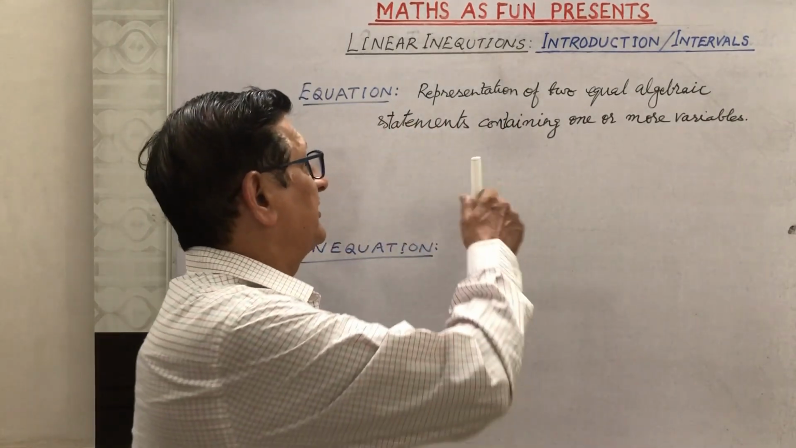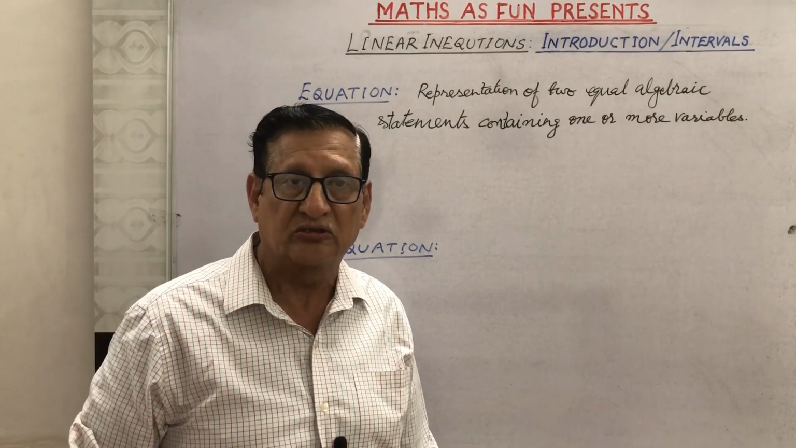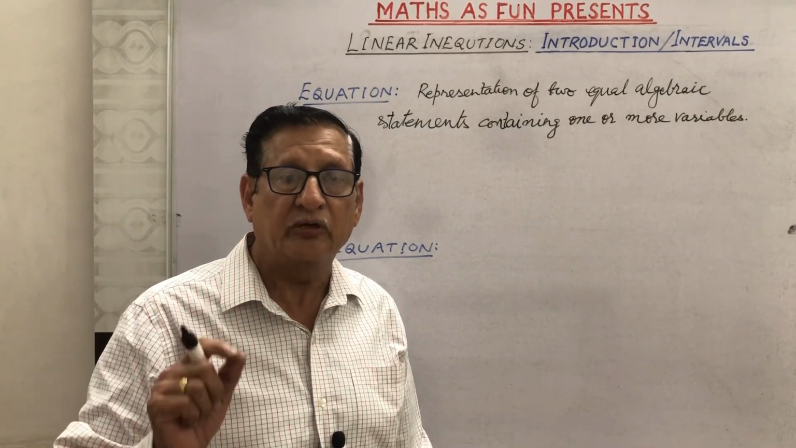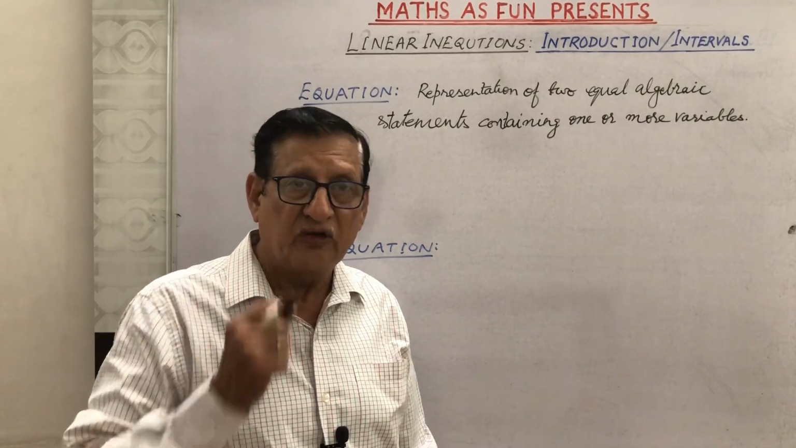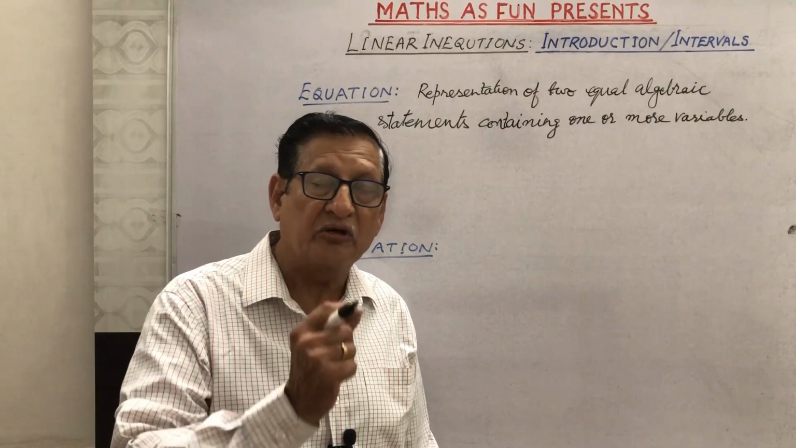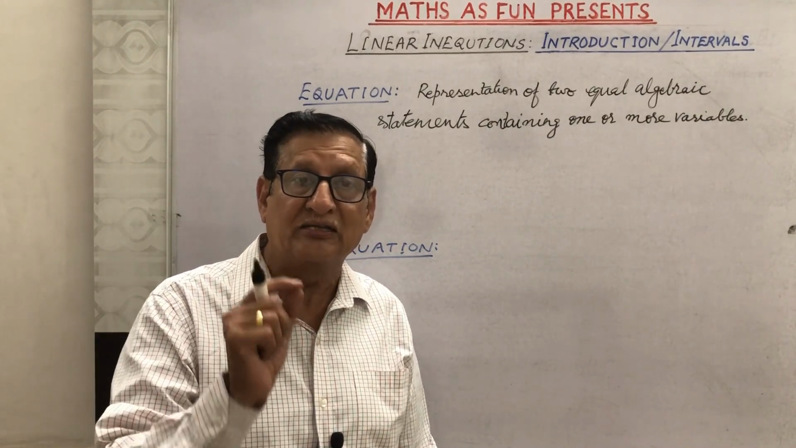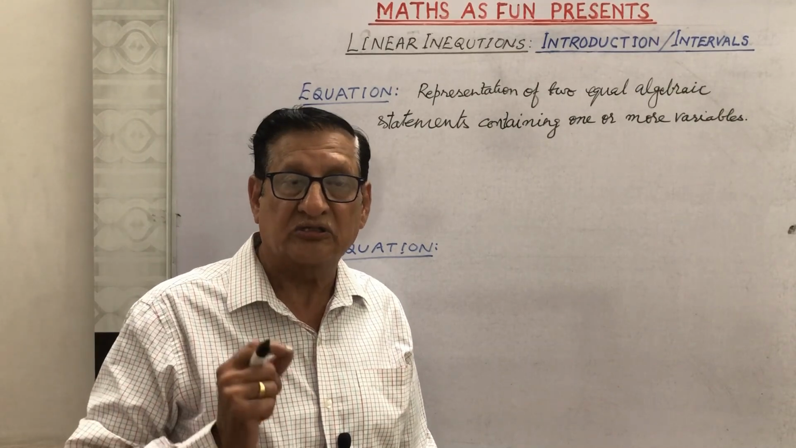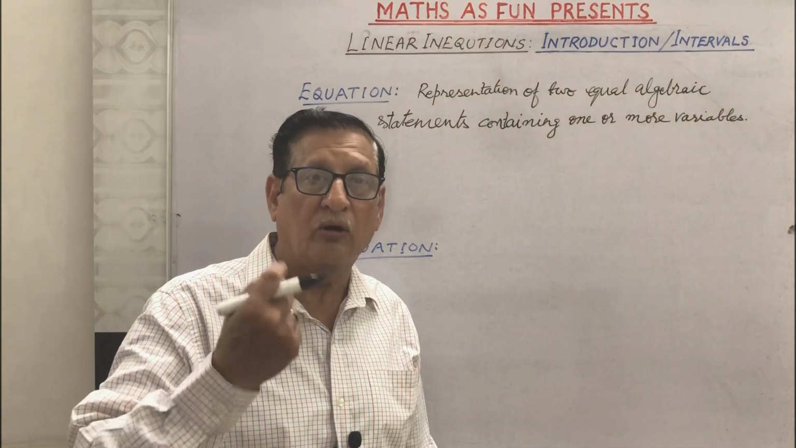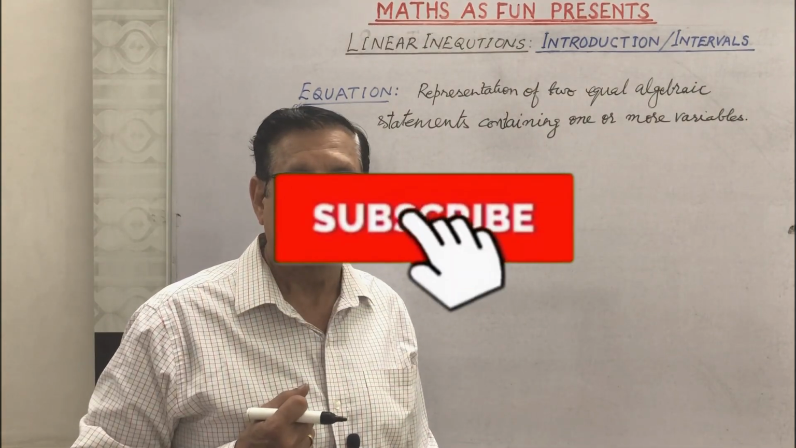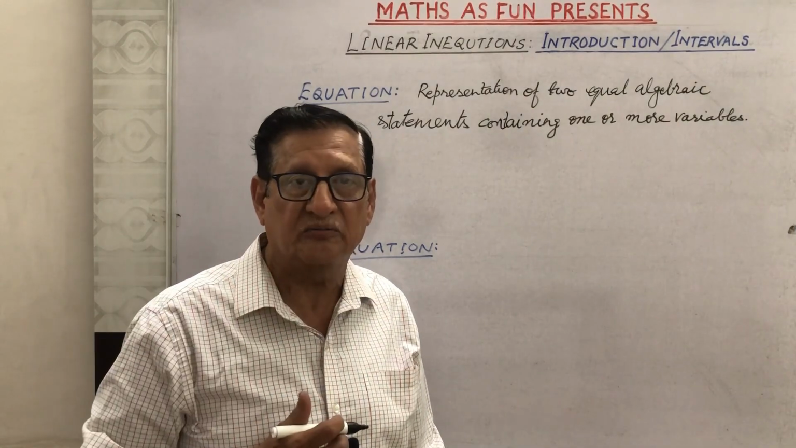First we learn about equations. We have already learned about equations in the videos for linear equations and also quadratic equations. We know what an equation is. An equation can be said to be a representation of two equal algebraic statements which carry one or more variables. They carry an equal to sign because they are equal statements.